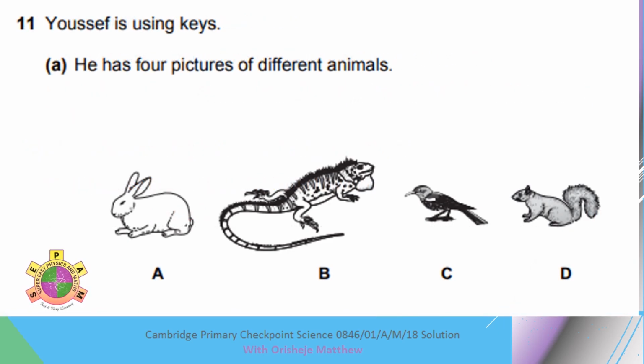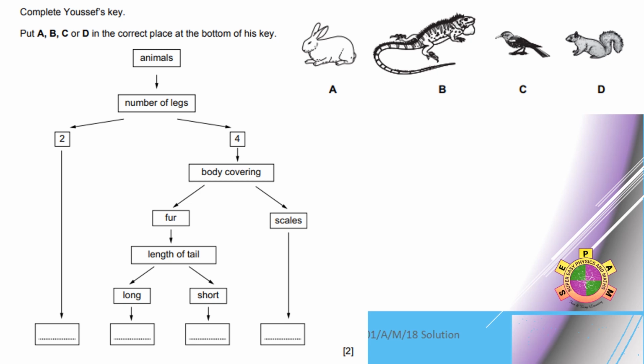Question 11. Joseph is using a key. So you have A, B, C, and D. Let's see, number of legs. He has 2 legs, that is C. If you look at this one, D, he has 4 legs. He has 4 legs, body covered with fur.